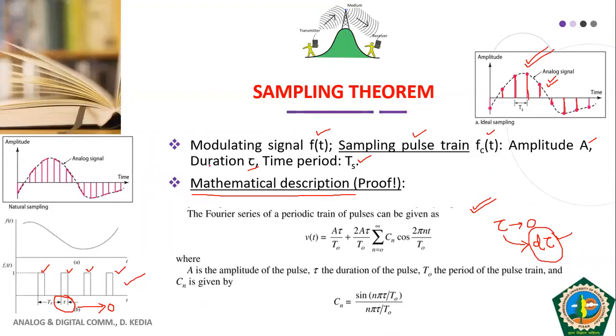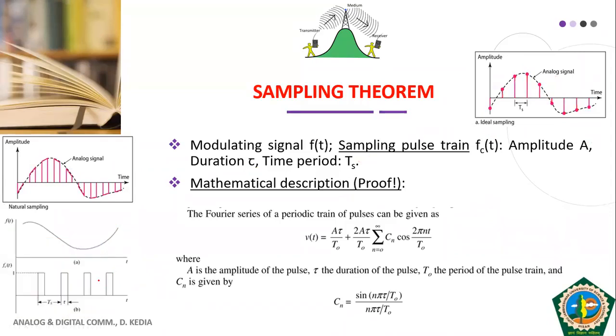So this is my original modulating signal. This is my train of pulses that helps me in sampling at a particular instance. And if I want the sampled signal, then mathematically I need to multiply my modulating signal and my sampling pulse train. If I multiply these two, then mathematically I'll be able to get my sampled signal. This is my sampled signal. So if I multiply these two, I get this.